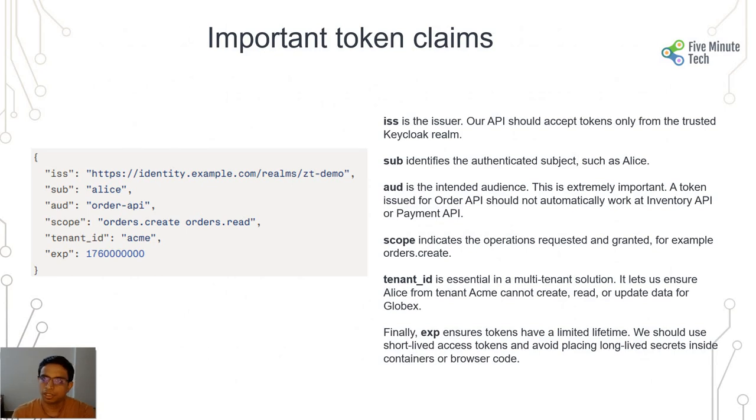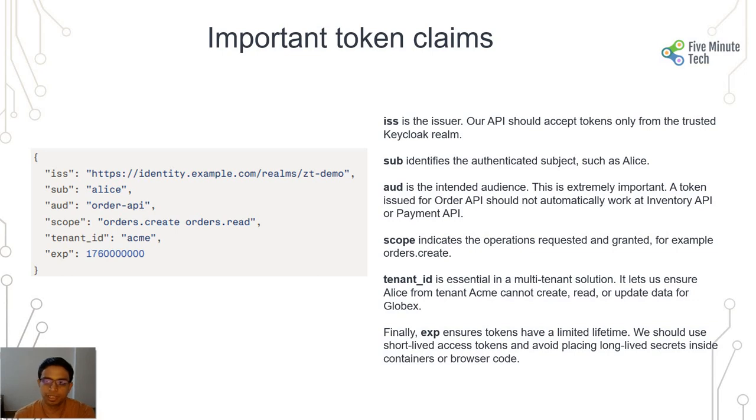Now next is your token claims. ISS is the issuer. Our API should accept tokens only from the trusted Keycloak realm, and that is what is on the left hand side. Sub identifies the authenticated subject, that is our user called Alice. AUD is the audience, and this is extremely important because a token issued for order API should not automatically work at inventory API or payment API.